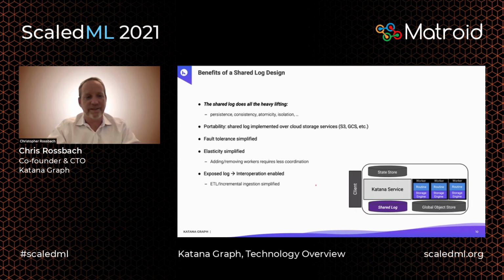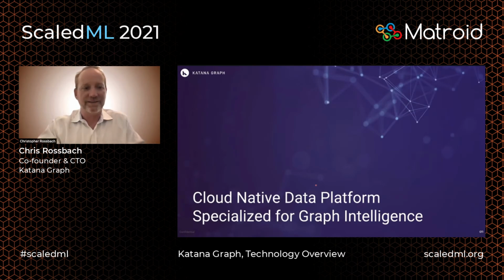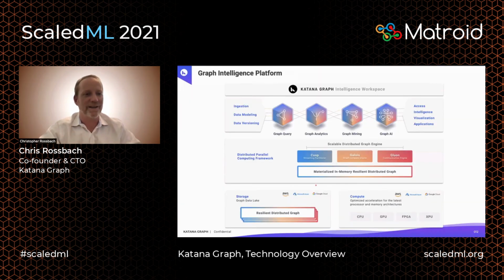So hopefully this has been an informative tour of the design principles behind Katana. Let me dig in a little bit more component-wise to talk about how each of these are specialized in a way that allows us to provide a cloud-native data platform that is specialized for graph intelligence. And to frame that discussion, I want to reiterate aspects of the Katana stack that boil down to our charter of supporting these multiple domains of graph computation, query, analytics, mining, and AI, based on a single graph engine on top of a resilient distributed graph abstraction.